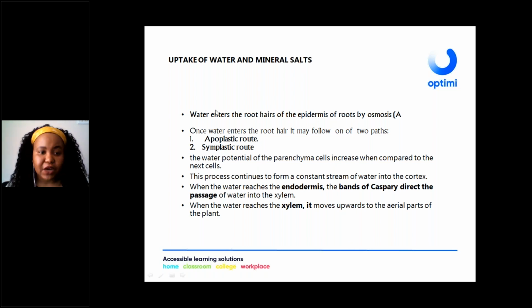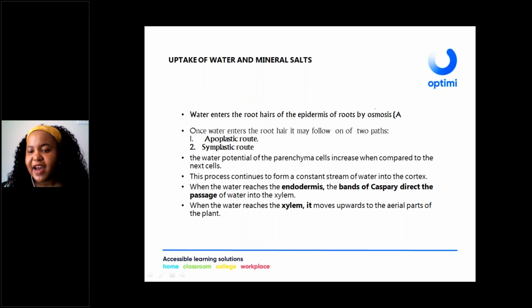Okay, so now we are going to be looking at how that happens. How does water travel from the roots to the leaves where it's needed, and other parts of the plant? Okay, water is needed everywhere on the plant, but I'm mainly referring to the leaves because you are familiar with photosynthesis, and it's easier explaining with an example that you are used to. Okay, so water enters the root hairs of the epidermis of roots by osmosis.